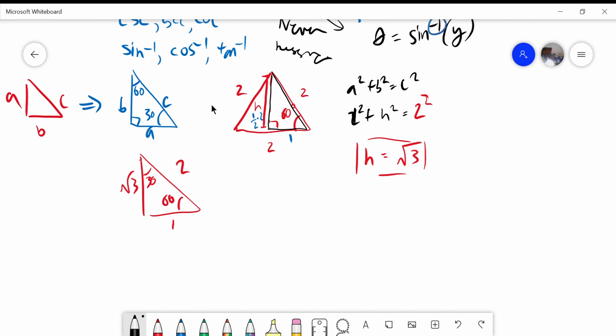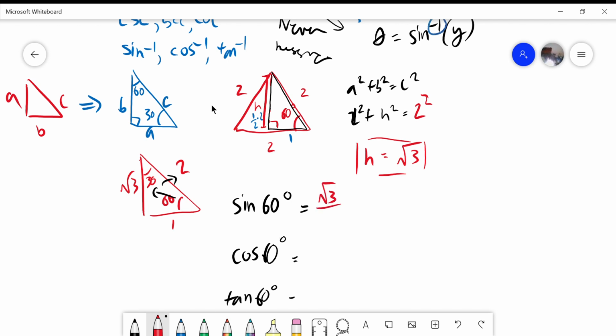Let's do sine of 60 degrees, cosine of 60 degrees, and tangent of 60, and we'll see what we get. It's pretty simple. Sine is opposite over hypotenuse, as we learned from last week's lesson. So therefore, sine of 60 is root 3 over 2.